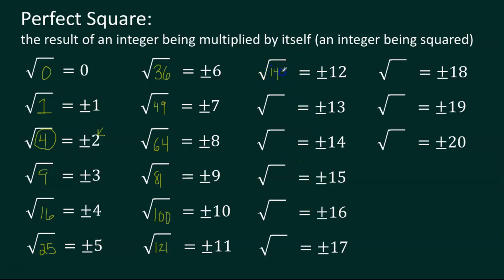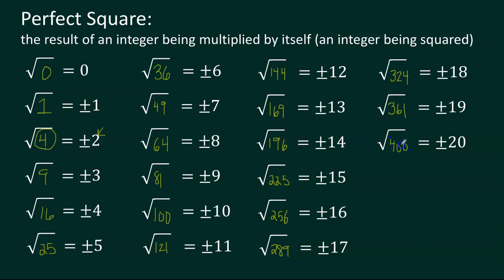This would be 144. 13 squared is 169. 14 squared is 196. 15 squared is 225. 16 squared is 256. 17 squared is 289. 18 squared, we're into the 300s now, 324. 19 squared, 361, and then 20 squared is 400.